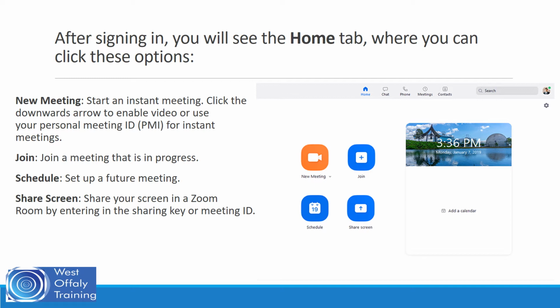The third icon then is schedule. So setting up a future meeting. Again, this will be talked about in the upcoming slides: how to set up a meeting, how to schedule a meeting, and the different settings within the meeting that you might need to walk through or set up as part of that meeting.